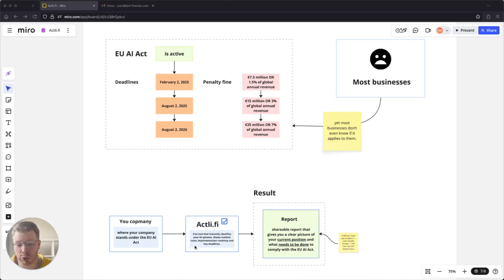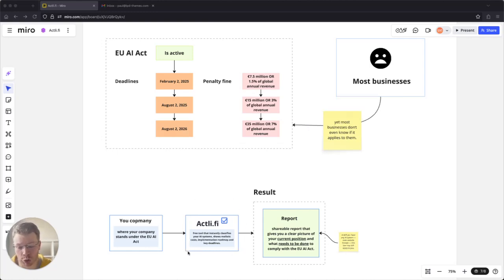I will provide you with a free tool that instantly classifies your AI system, shows you a realistic cost, implementation roadmap, and key deadlines. As a result, you will have a shareable report that gives you a clear picture of your current position and what needs to be done to comply with the EU AI Act. And if you have any AI system, even outside Europe, this law may still apply to you.